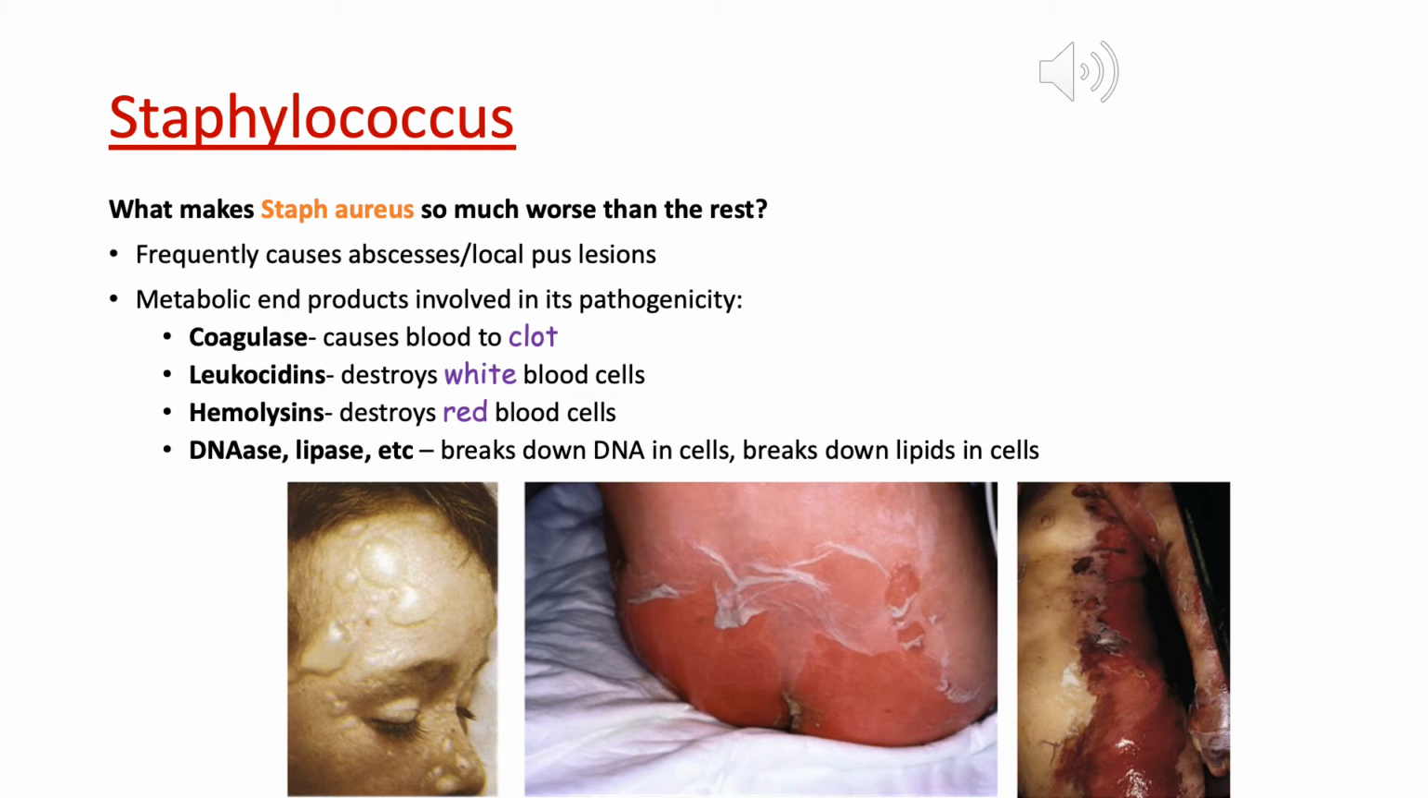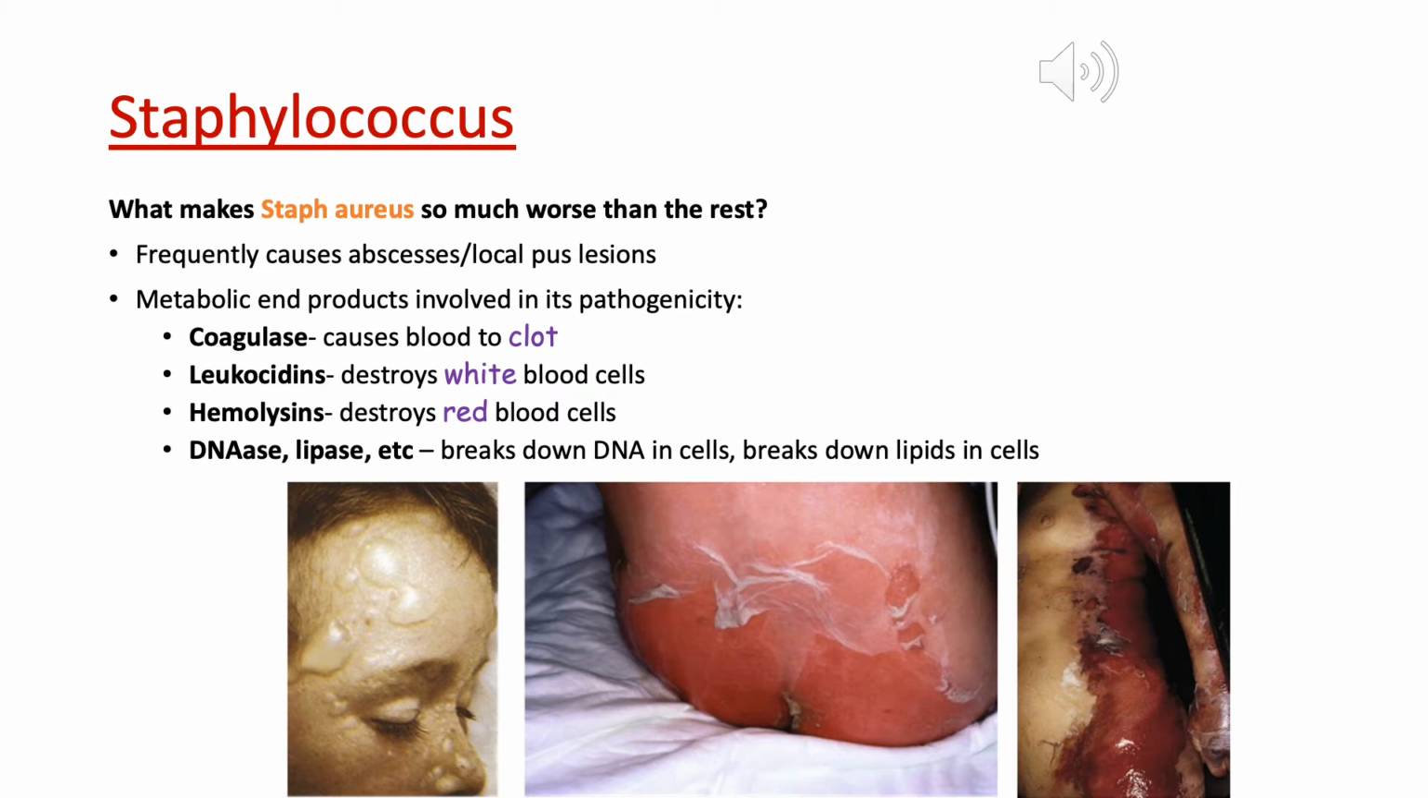Now we're going to get some really gross pictures in this lesson, and these here are to show you what makes Staph aureus so much worse than the rest. I told you Staph aureus is a highly pathogenic and dangerous bacteria, and this is showing you and telling you what it is doing to your patient. It frequently causes abscesses and local pus lesions, and there are metabolic end products that it produces that are involved in its pathogenicity, meaning what makes it so dangerous.